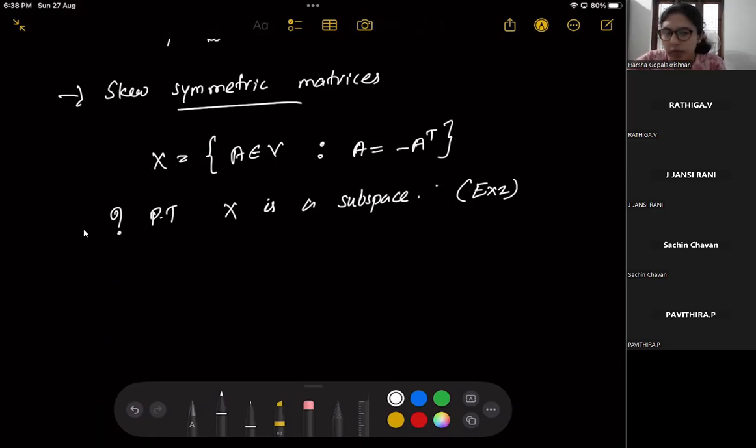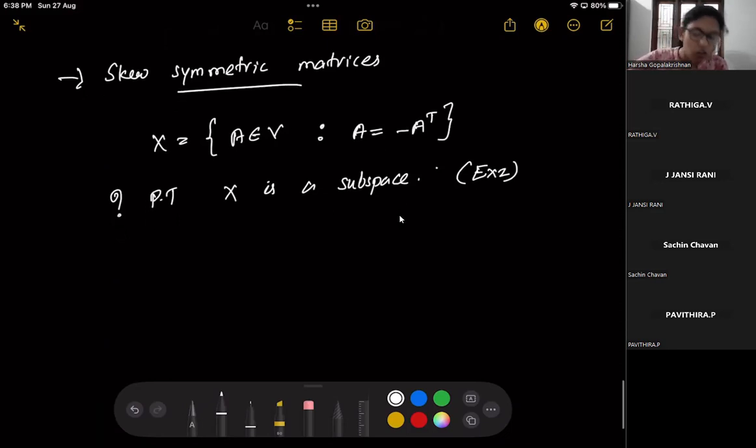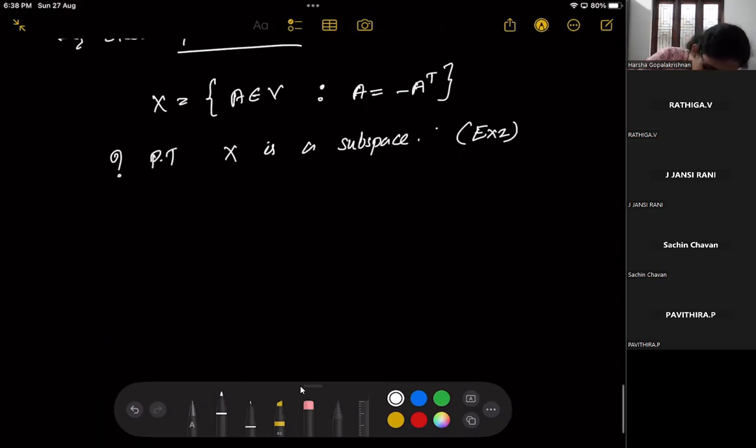Obviously, it is a subspace. Just write it in detail. Does anyone have a doubt in this? I have already solved it for the symmetric case. If you have doubts, you can ask. Otherwise, we will see what the dimension of X is.